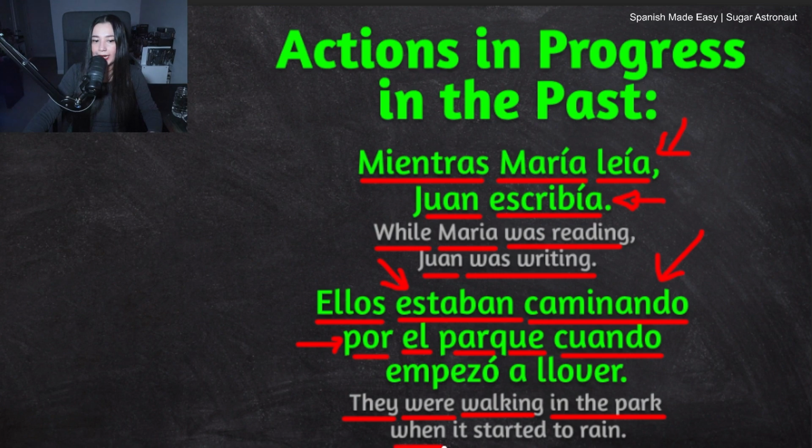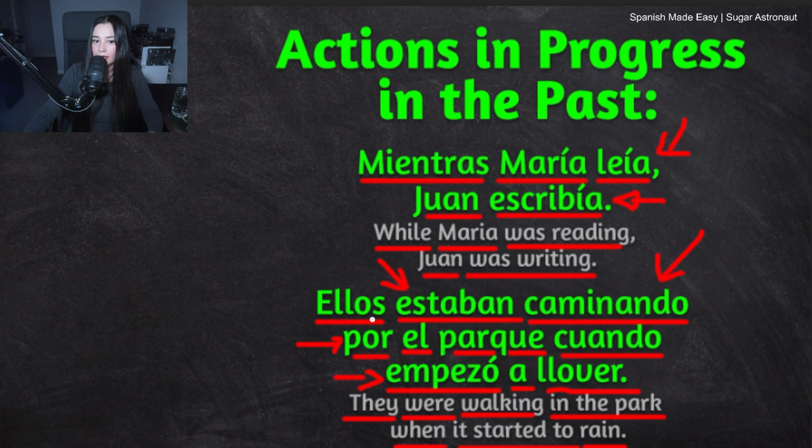Cuando means when. Empezó a llover, it started to rain. Okay, empezó, this is perfect tense, by the way. Empezó, okay, started. And it's interesting because we have here the imperfect tense, we have here perfect, we have the gerund, so we have 3 different verbs, which is very interesting. So estaban, this is what we need to pay attention to. This is the imperfect tense.